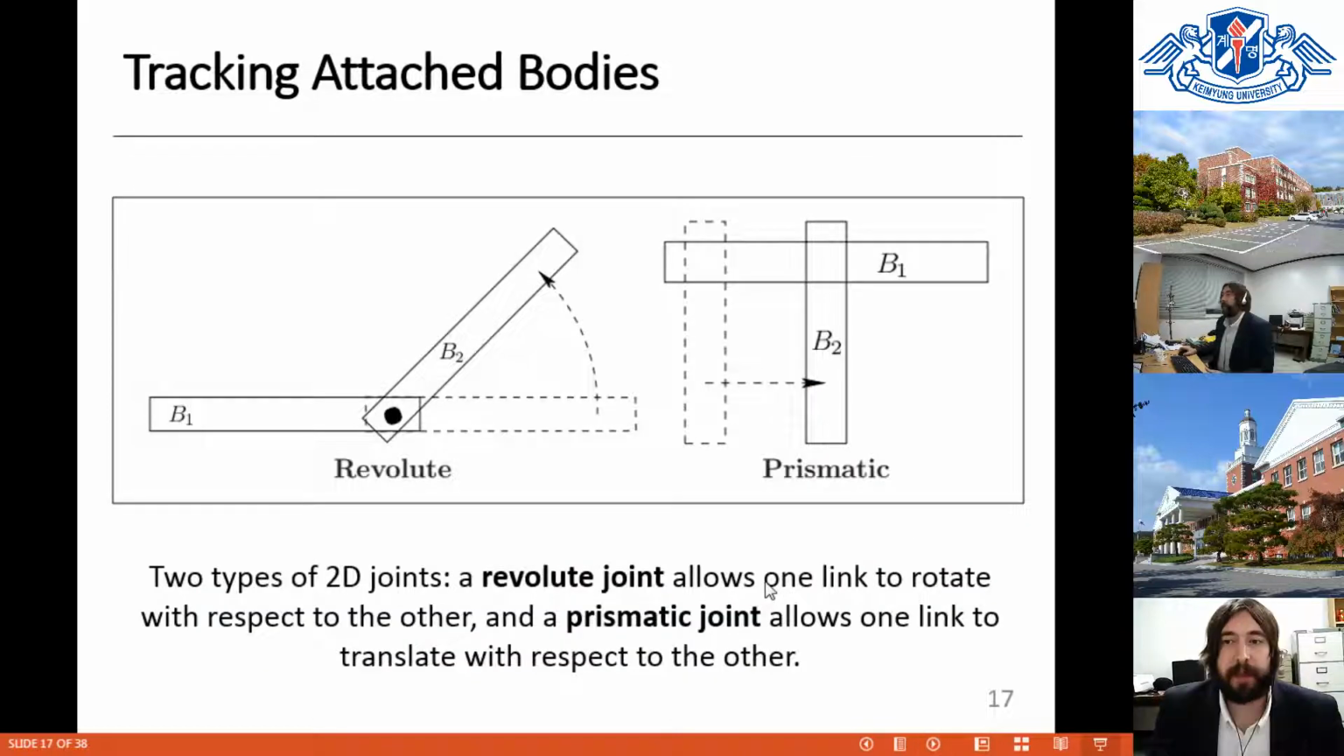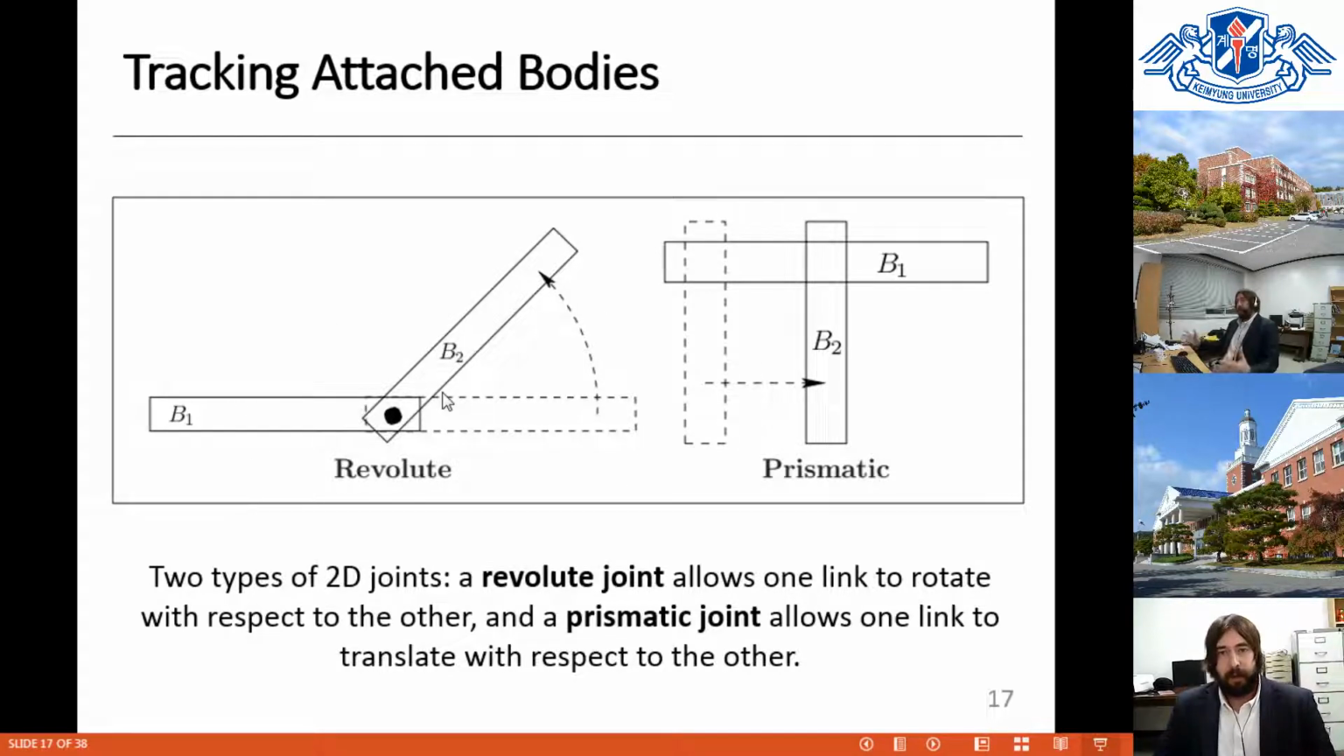So please have a look at the next picture. Here I wanted to show you how attached bodies can be tracked. First of all, let's have a look at the left picture. We have two links, B1 and B2, and they are connected using a joint. This solid point is a joint. This joint is called a revolute joint, and it allows one link to rotate with respect to the other. So it can rotate here, it can rotate here until it touches the link.